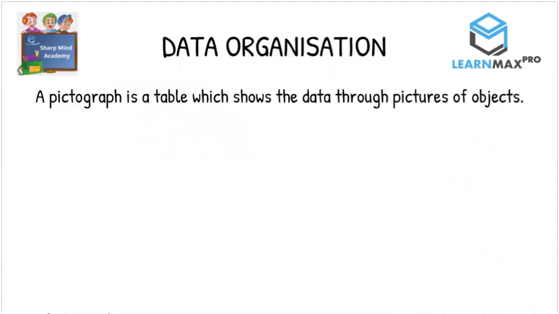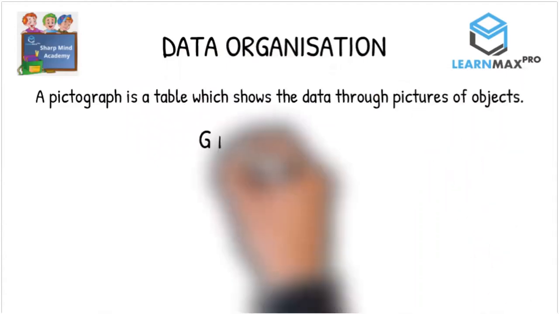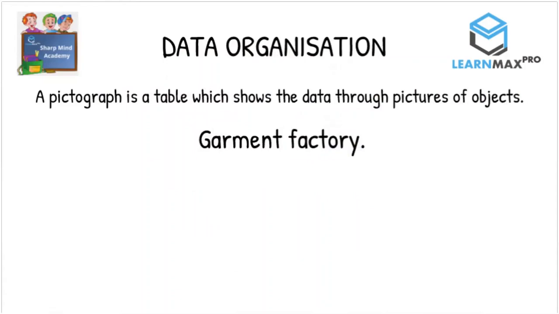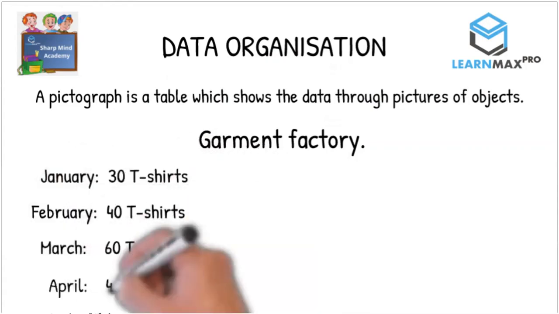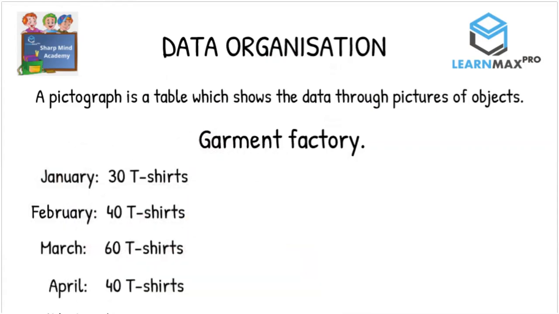Let's take an example of a garment factory. We will organize the data of number of t-shirts sold for the months of January, February, March and April. We have already recorded the data which tells us the number of t-shirts sold in that specific month as shown on the screen. Now let's represent this data using a pictograph.